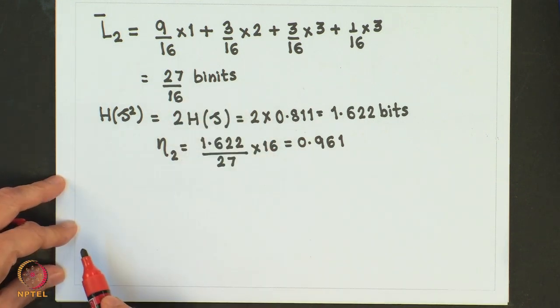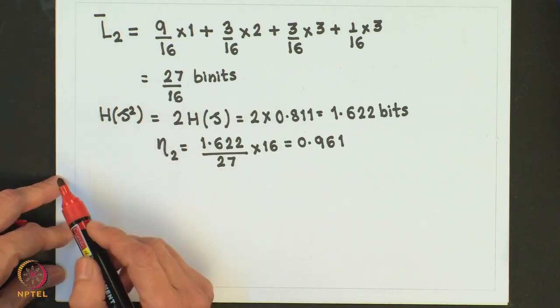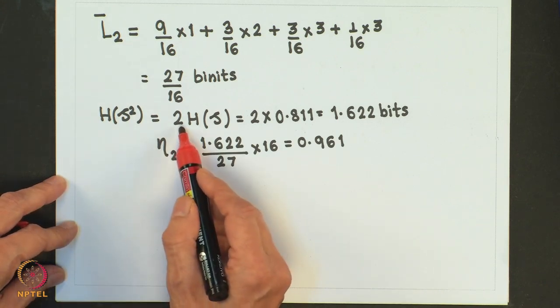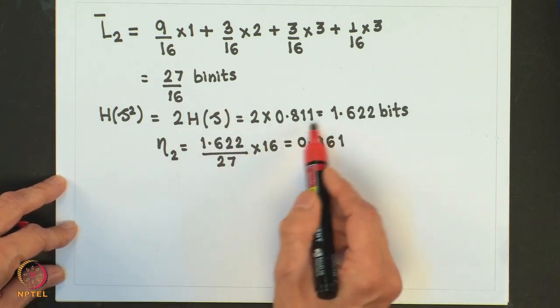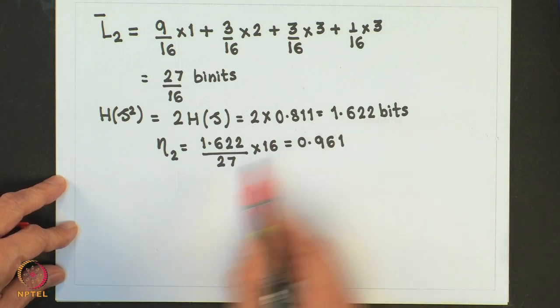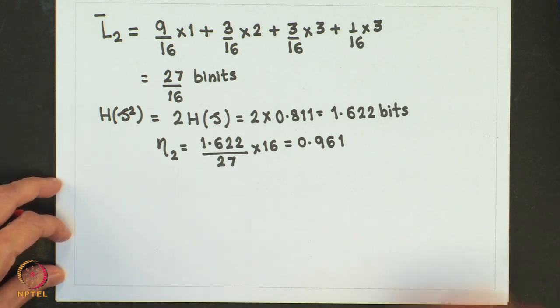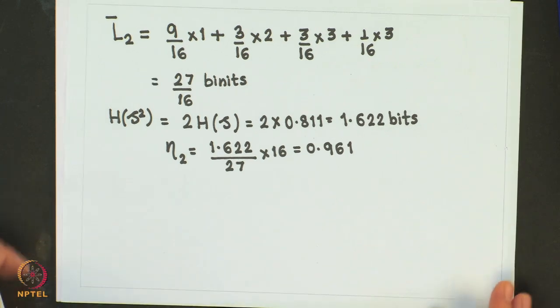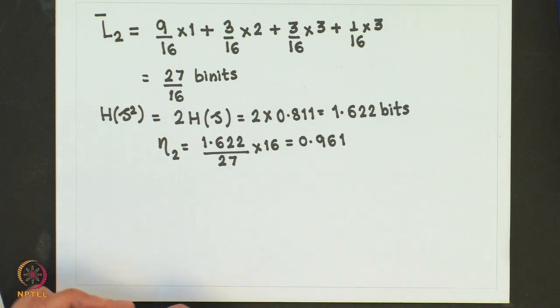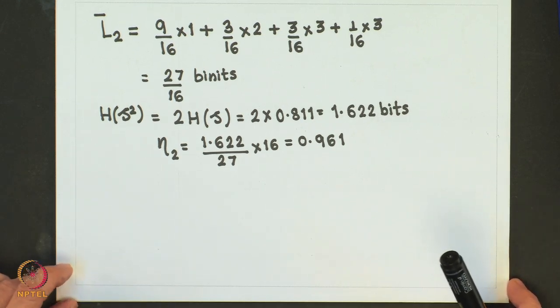And if we compute the average length for this, I have shown it here, you get 27 by 16 binits. And if we calculate the entropy of the second extension, which is nothing but twice the entropy of the original source, it turns out to be 1.622 bits. So, the efficiency turns out to be 0.961, which is an improvement over the earlier figure of 0.811. So, we can go for higher extensions and try to improve the efficiency of this encoder using the Huffman coding algorithm.